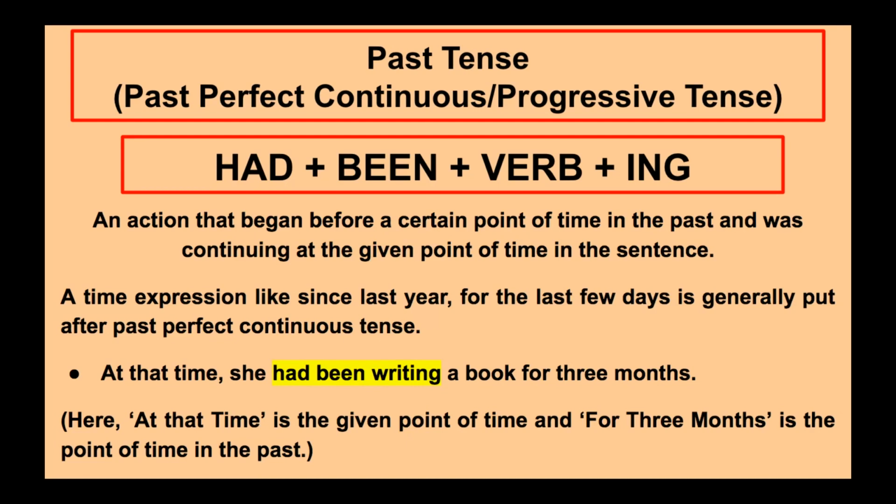At that time, she had been writing a book for 3 months. Here, at that time is the given point of time, and for 3 months is the point of time in the past. Hence, we have used past perfect continuous tense, that is had plus been plus verb plus ing.